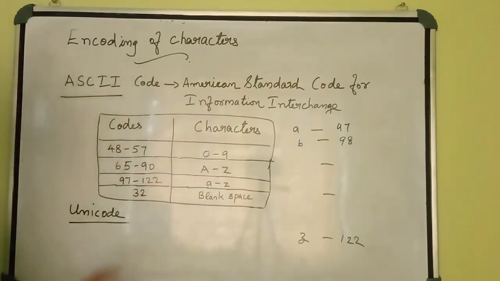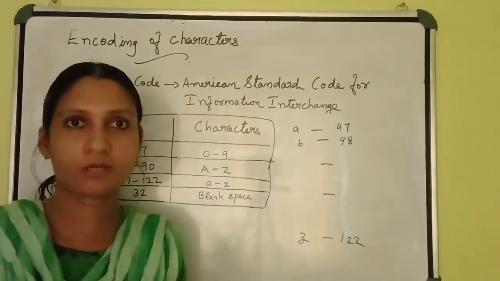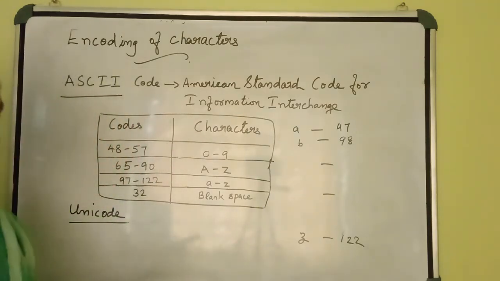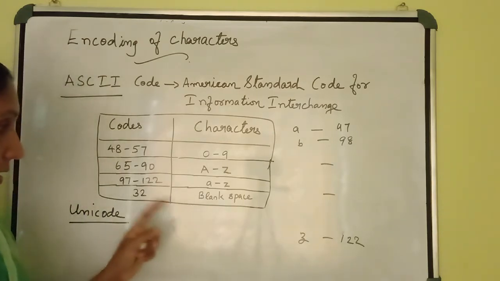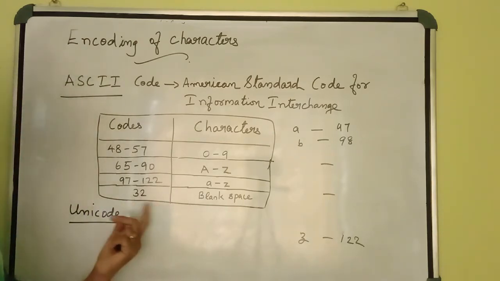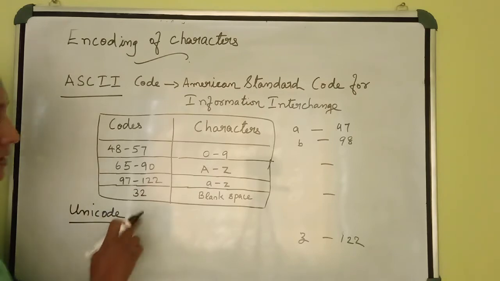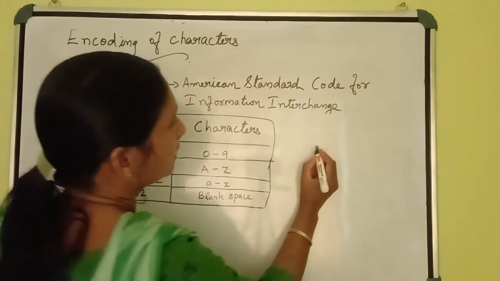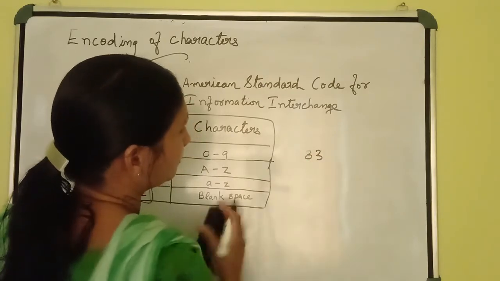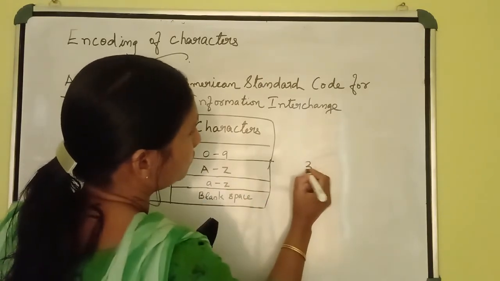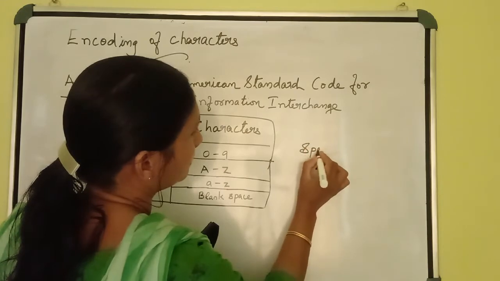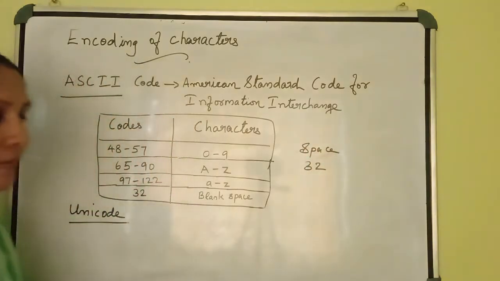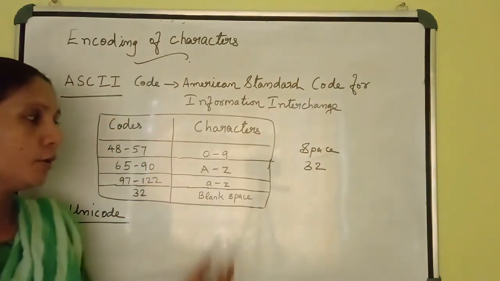This is very important. And we are always using the blank space. It is available on the keyboard, the space bar. The equivalent ASCII code value of blank space is 32. Which number represents this one? 32, blank space represents 32. You have to study.